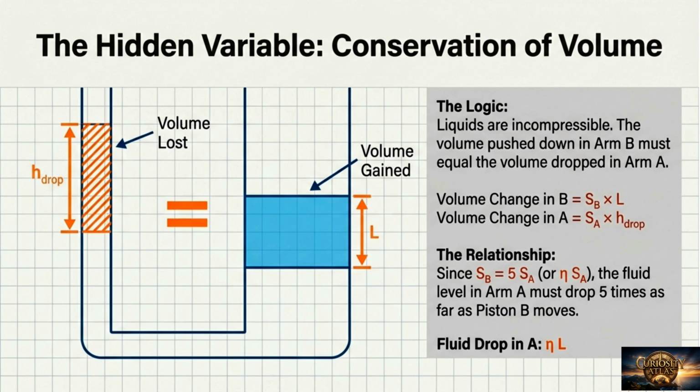We must consider the conservation of volume. Since liquids are incompressible, the volume lost in arm A must equal the volume gained in arm B. The volume change in B is S sub B times L. The volume change in A is S sub A times H drop. Since S sub B equals ETA times S sub A, the fluid drop in arm A must be ETA times L.